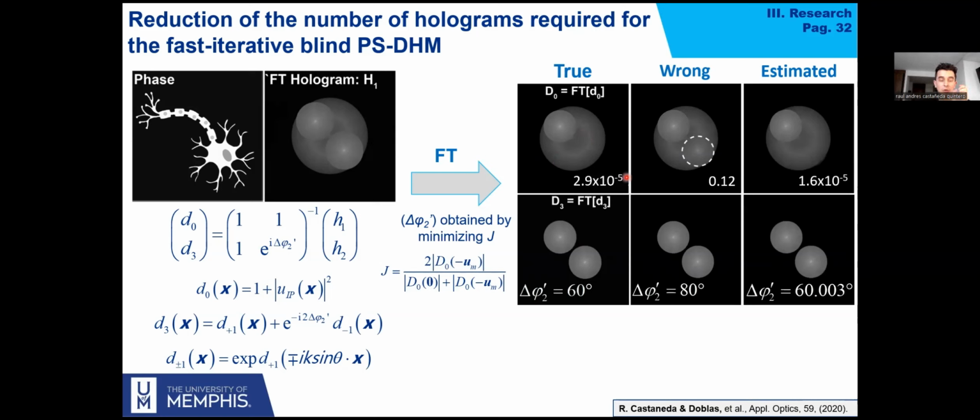So we can normalize these different values in this image. This is the value of the cost function. When the phase shifting is the true value, the value of the cost function is almost 0. Whereas when the angle is different, the value of the cost function starts to increase, right?